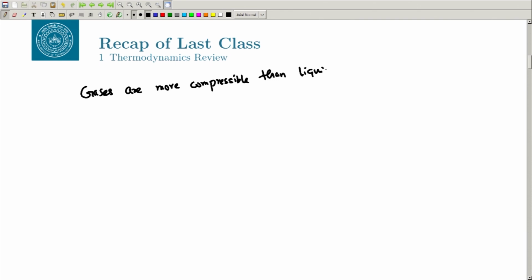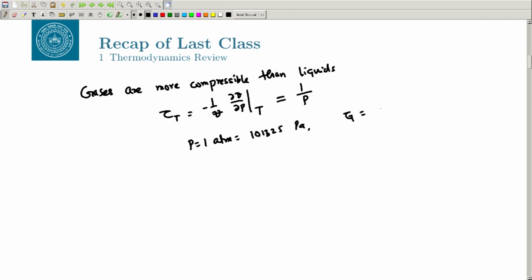And we also found out that the isothermal compressibility, tau T, is defined as minus 1 by V del V by del P at constant temperature, and the value of this for an ideal gas comes to 1 by P. At atmospheric pressure, let us say pressure equal to 1 atmosphere, which is 101325 Pascal, the tau T value will be around 10 to the power minus 5 meter square per Newton, right.